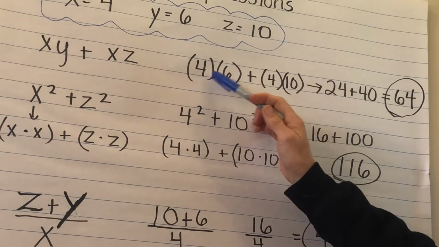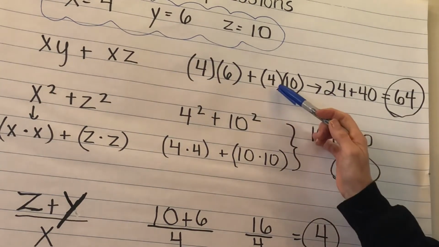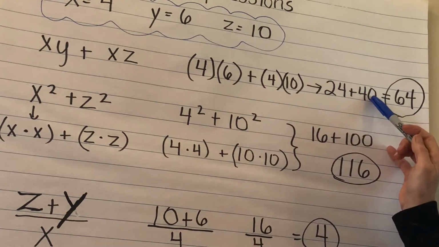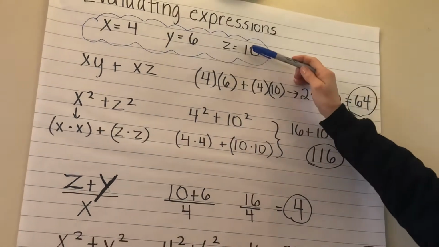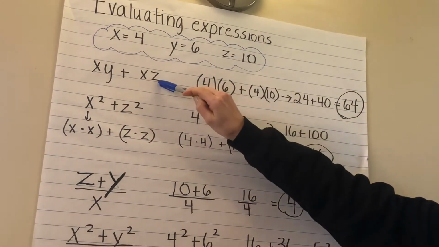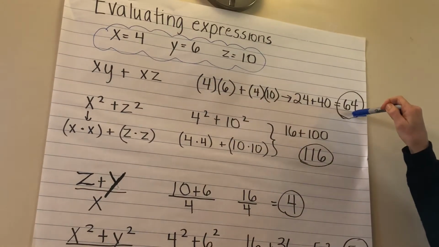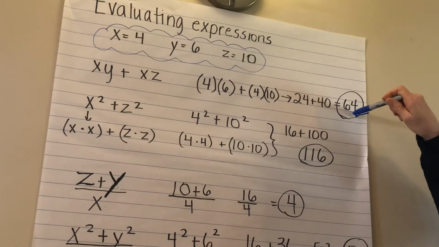So now we do 4 times 6, which is 24, and then we have 4 times 10, which is 40, and we simply add them and we get 64. So we're using substitution into the expression to find the answer. And in this case, for this problem, it's 64.